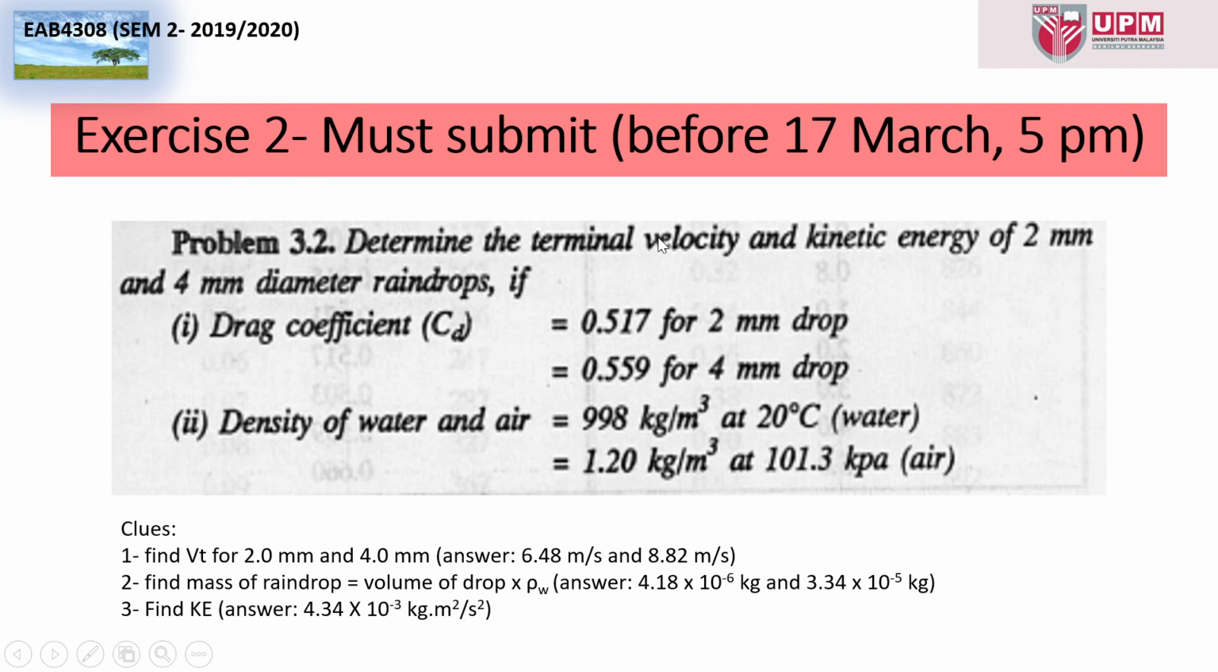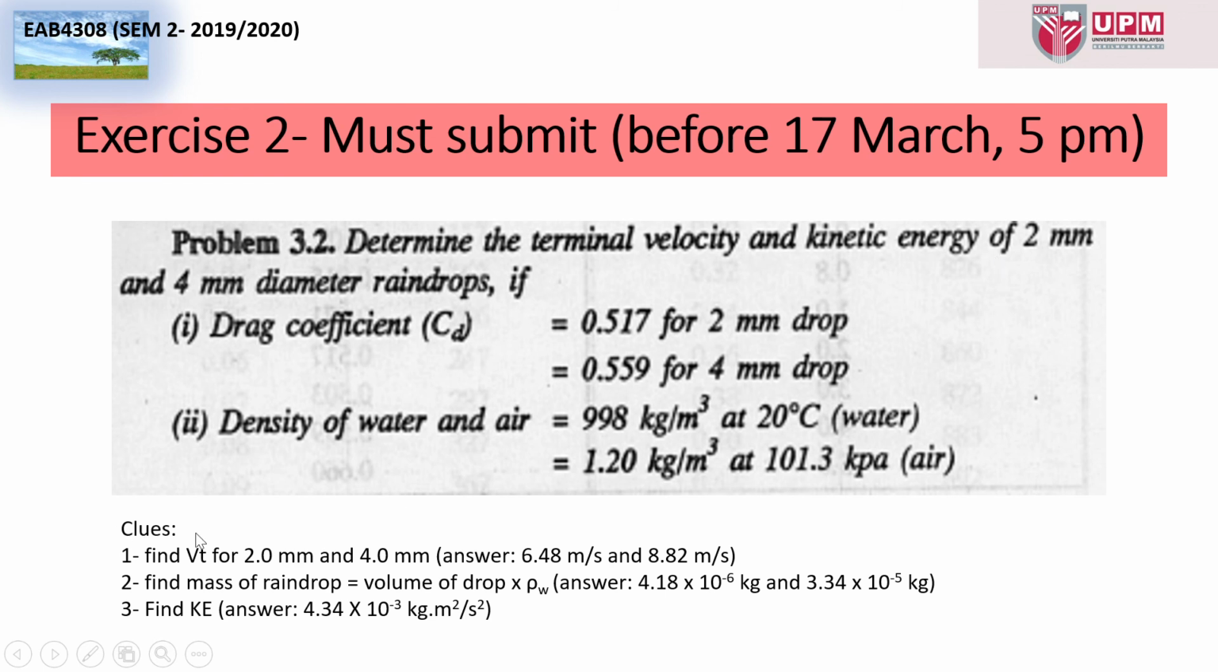You have to determine the terminal velocity and kinetic energy of 2 mm and 4 mm diameter raindrops if the drag coefficient is 0.5 for the 2 mm drop and 0.559 for the 4 mm drop. The drag coefficient is given and the density of water and air are also given. You just have to use the equation to find terminal velocity and kinetic energy.